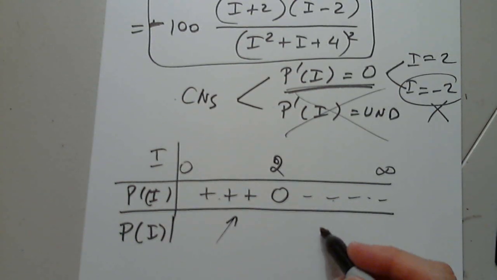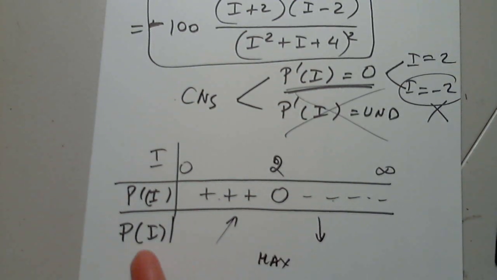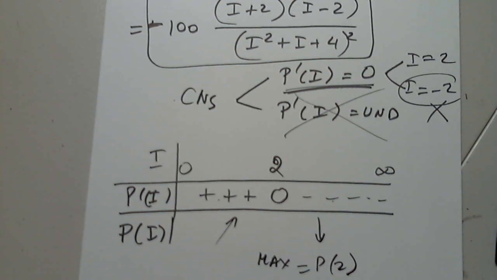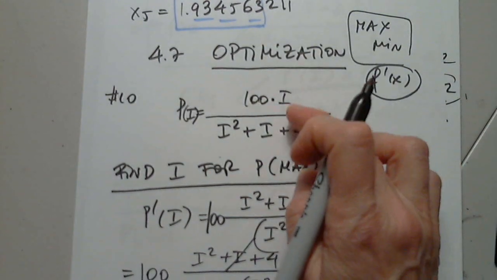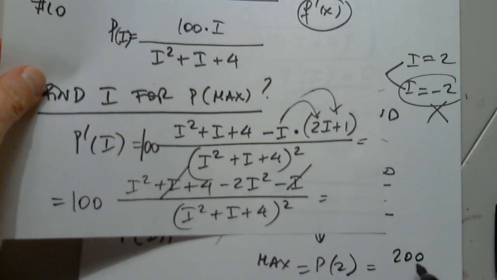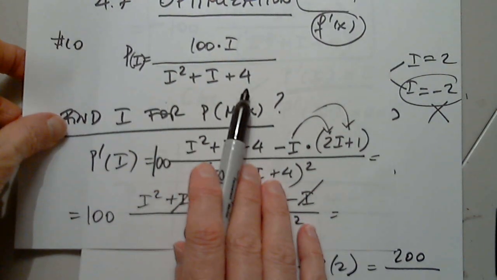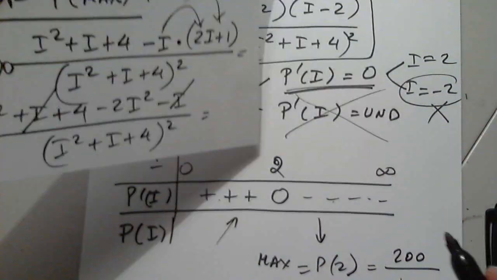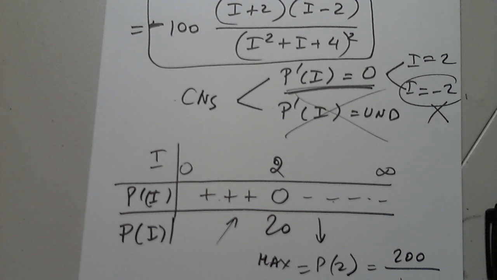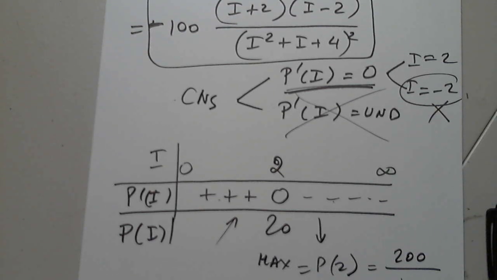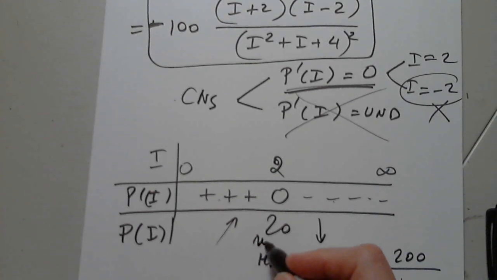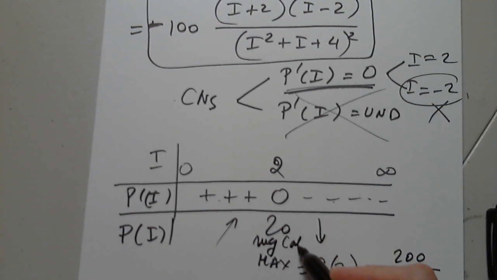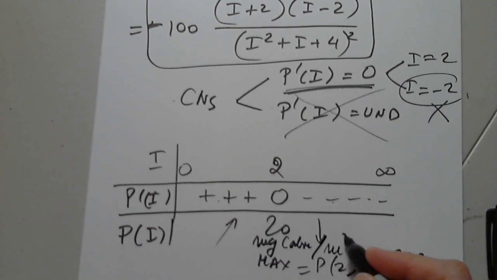Good. So obviously, this will be the maximum. But what is the maximum? I don't know. The maximum will be P of 2. Where is P? P is here. So P of 2 will be 200 over 4 plus 4 is 8 plus 2 is 10. Nice. 200 divided by 10 is 20. But now I have to put that measurement unit. So it's milligrams of carbon, fine, per cubic meter per hour.